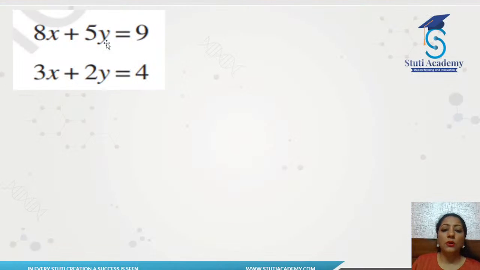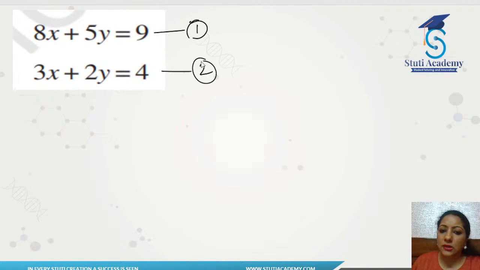Okay, so now let us try this one. Here we have 8x plus 5y equal to 9. That's the first equation. And this is the second equation. We'll solve the values of x and y using elimination method.